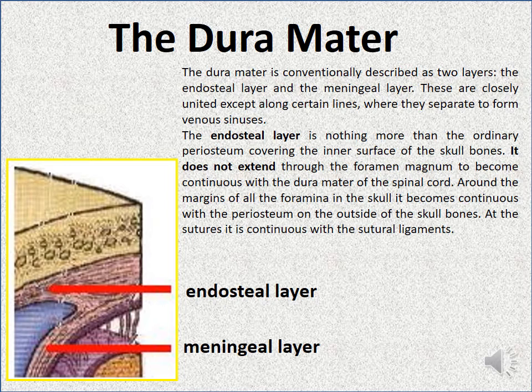Around the margin of all foramina in the skull, it becomes continuous with the periosteum on the outside of the skull bones. At the sutures, it is continuous with the sutural ligament. So the endosteal layer is the same as the periosteum on the outside of the skull bones.